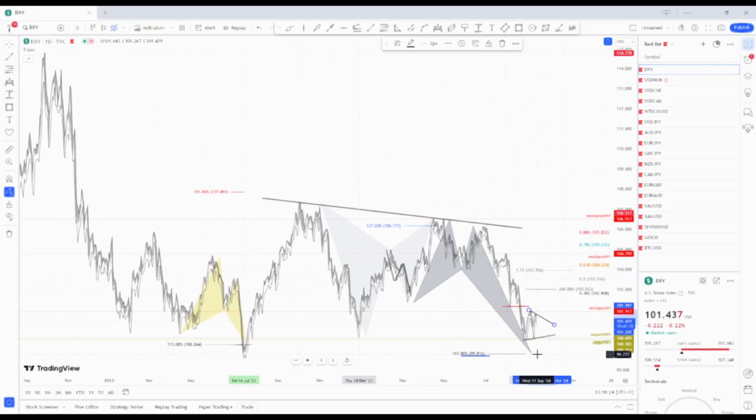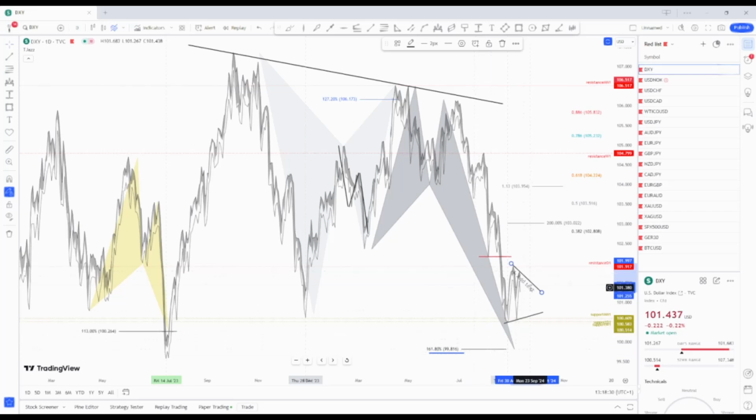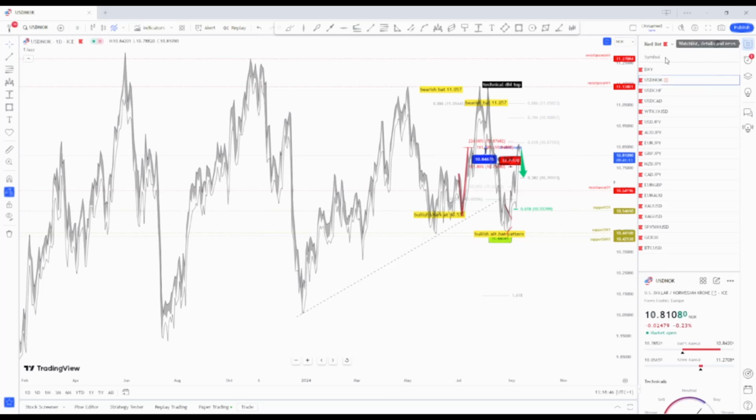We have a bullish crab pattern projected at 91.81. That's a pattern that I'm expecting to see form for the Dixie. Without taking longer, you have a video from yesterday at the top right corner of your screen. You have a link for that video related to the Dixie if you want to explore more.